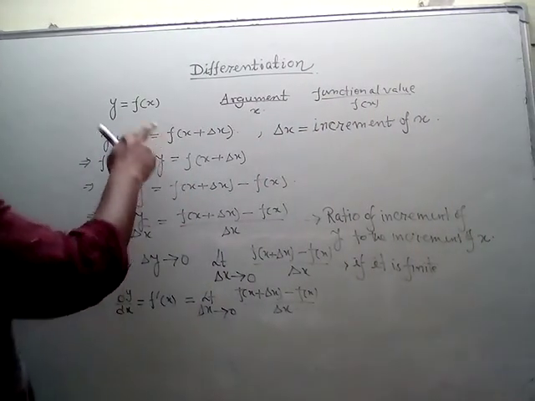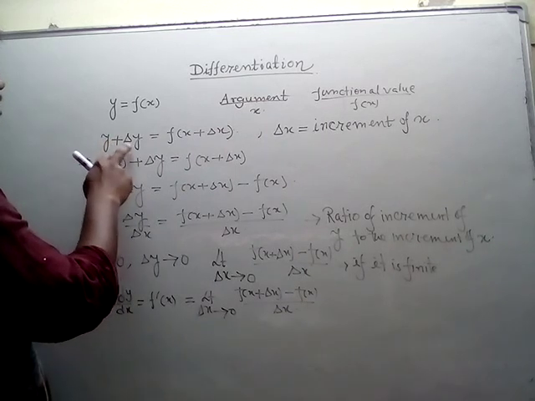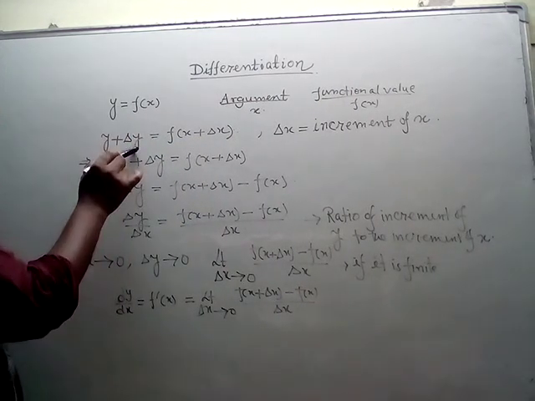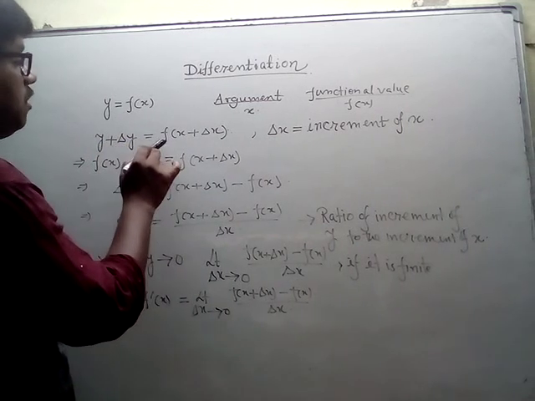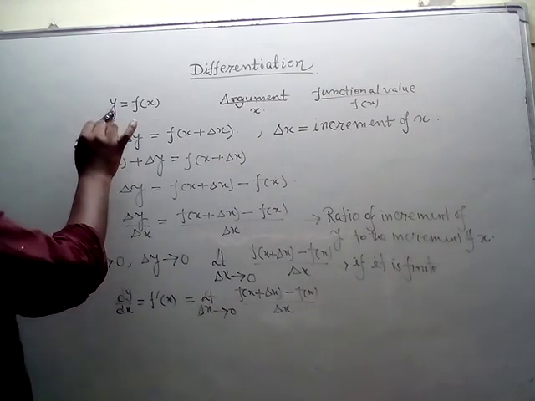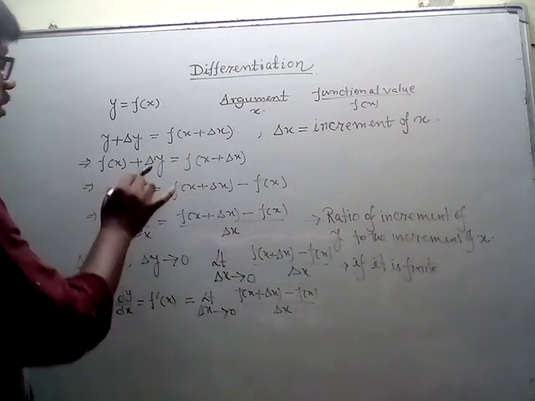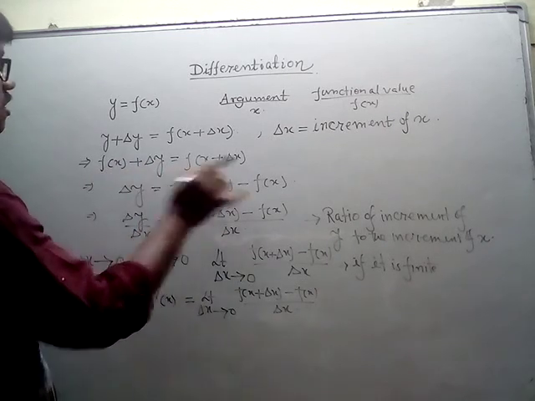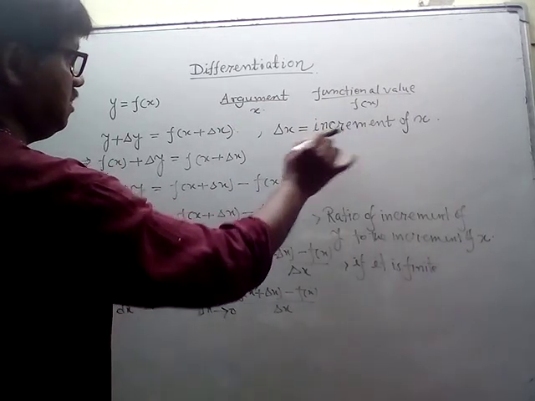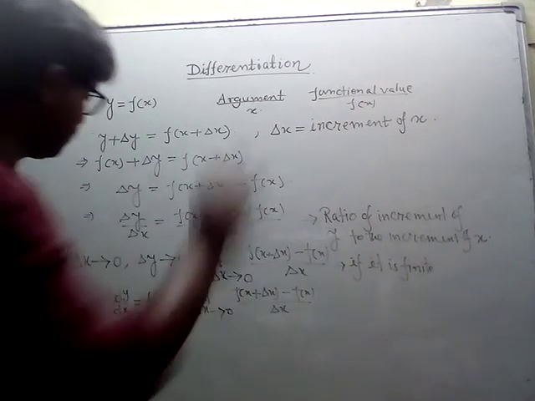Then the value of the function will be f(x plus delta x). We denote this value by y plus delta y. That is, when x receives an increment delta x, y receives an increment delta y. Then y plus delta y equals f(x plus delta x). Now y equals f(x), so delta y equals f(x plus delta x) minus f(x). That is, when x receives an increment delta x, the increment delta y equals f(x plus delta x) minus f(x).